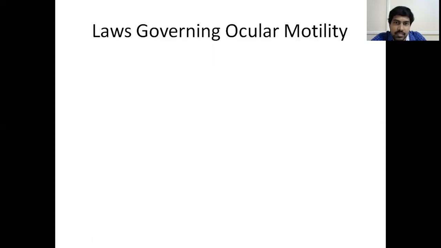So we can try patching therapy, occlusion therapy, etc. up to the age of 13 years. Anything below 6 years is very important. Below 6 years, if you correct the refractive error, there is no problem, and you will not develop any amblyopia.